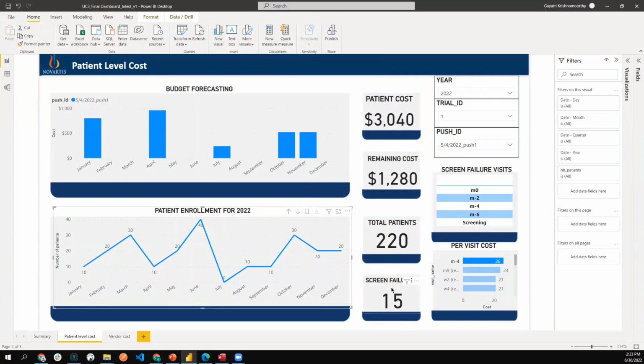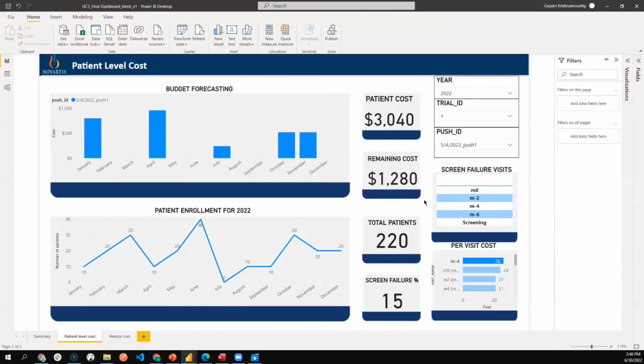So this indicates that 15% of 220 are most likely to have a screen failure and withdraw from the trial. And then we have the screen failure likely visits. So these are the visits where the screen failure is most likely to happen. Over here, we have the per visit cost for each of the visits. So our automated script takes into account all these parameters to compute the budget.